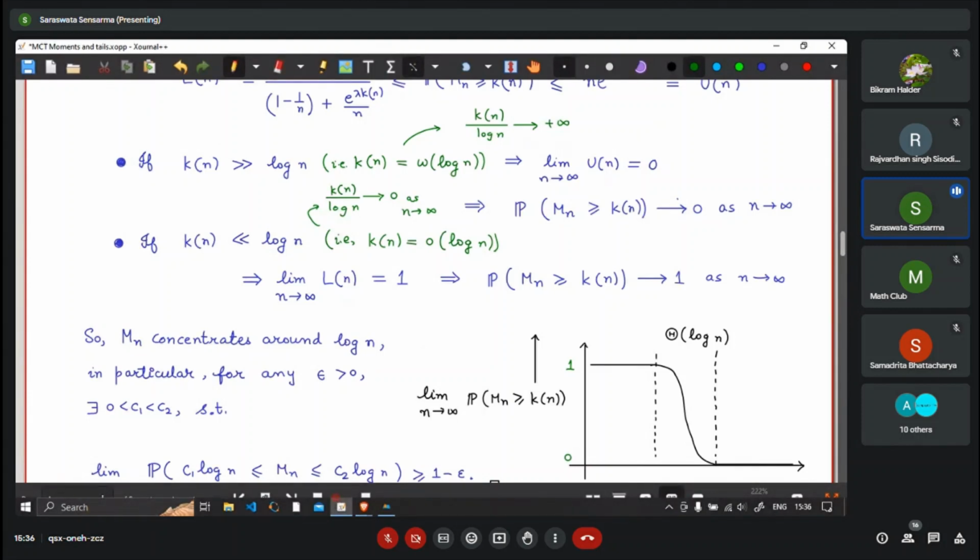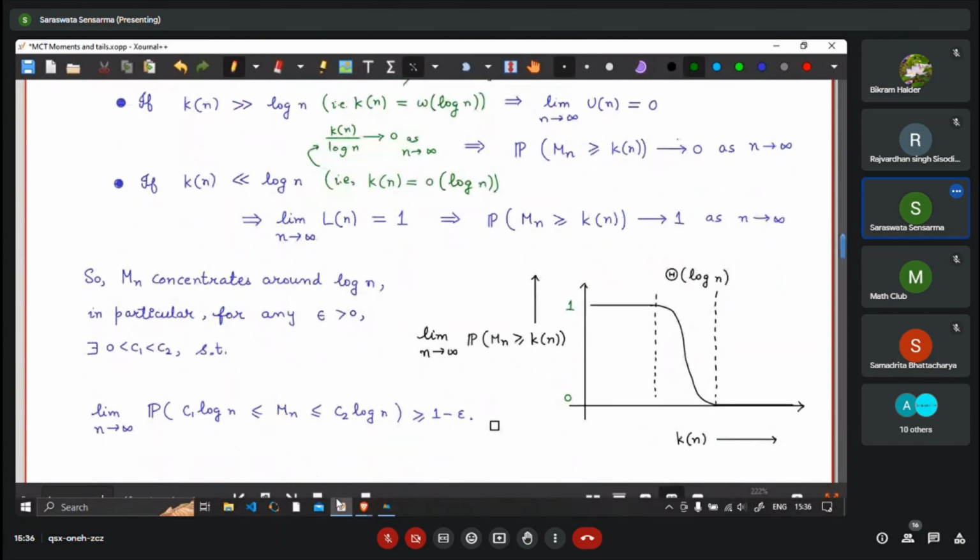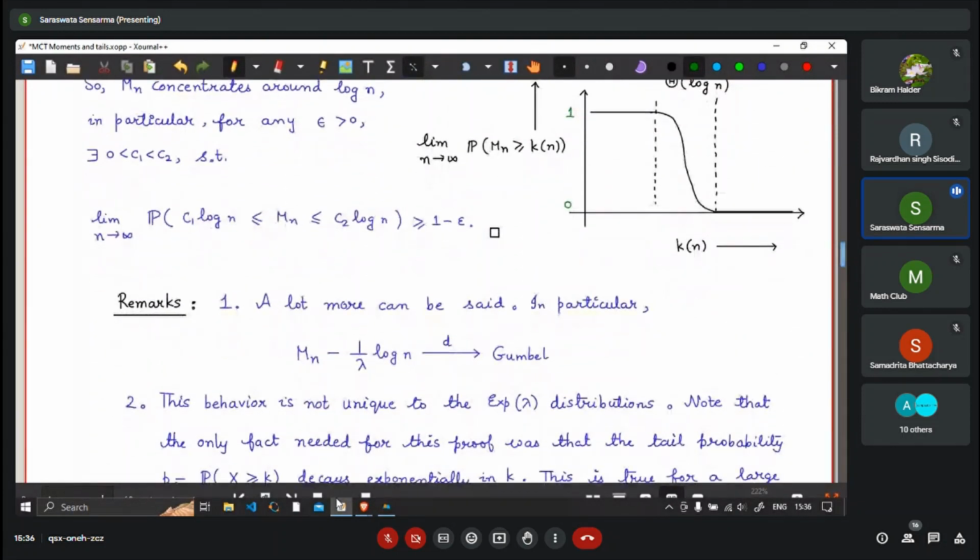The fact that it will be log n can be proven in other ways, probably cleaner ways, but I just wanted to demonstrate the first and second moment method in action, and this was a very simple example. So for instance, you can do a lot more.